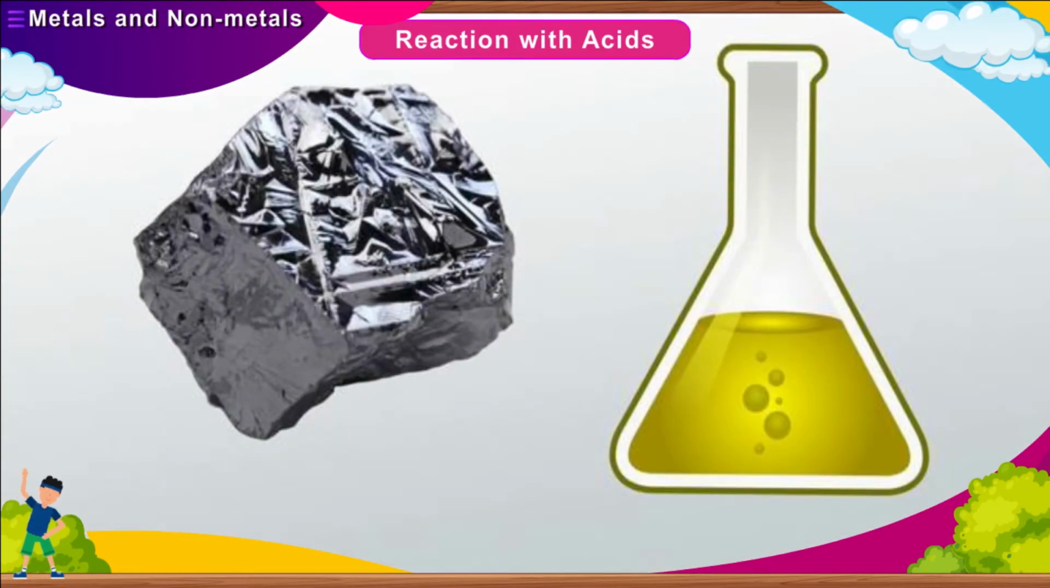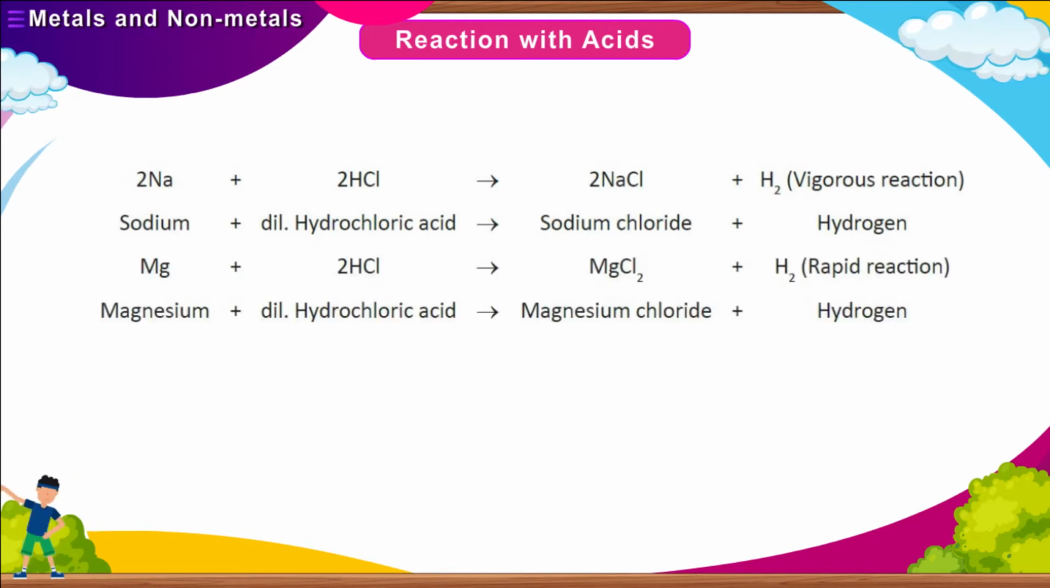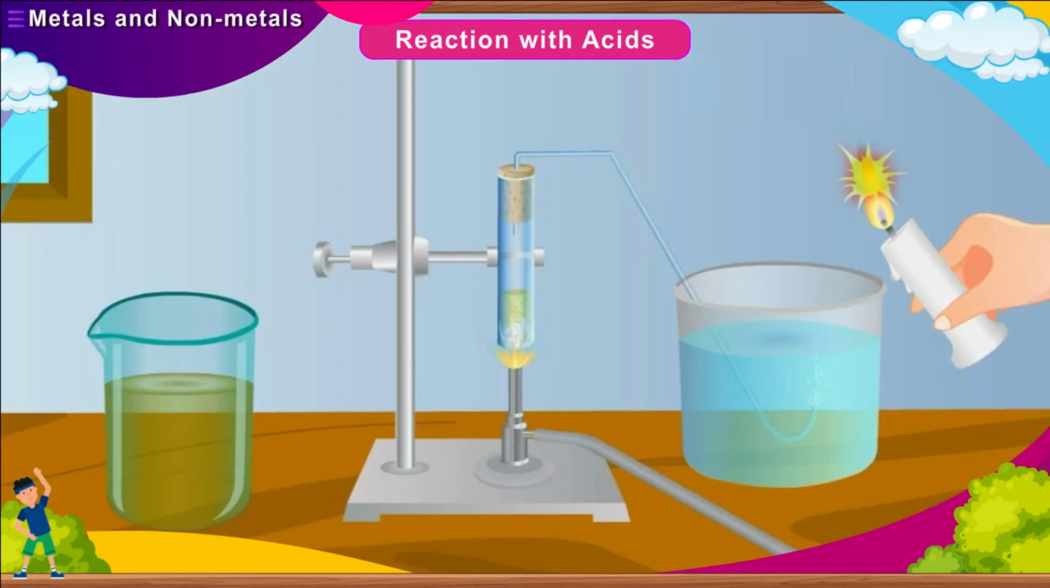Reaction with acids. Metals. Most metals react with dilute acids to form salt and hydrogen gas. Example: sodium plus dilute hydrochloric acid gives sodium chloride and hydrogen in a vigorous reaction. Magnesium plus dilute hydrochloric acid gives magnesium chloride and hydrogen in a rapid reaction. Copper plus dilute hydrochloric acid gives no reaction even at high temperature.